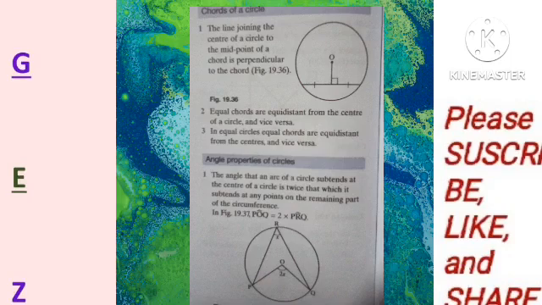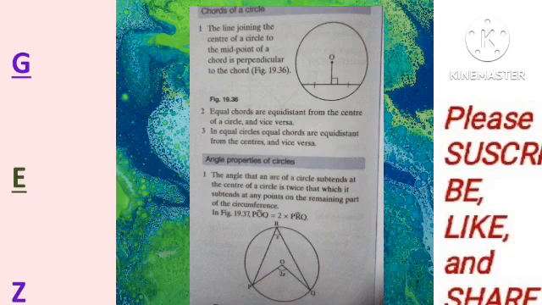Secondly, equal chords are equidistant from the center of a circle and vice versa. Then third, in equal circles, equal chords are equidistant from the center and vice versa. These are theorems that hold for the circle, because anytime you draw chords that are equal in length and construct the distance from those chords to the center, they will be the same. And also anytime you construct equal chords, they will always have the same distance from the center.